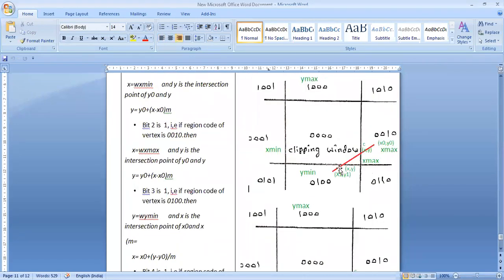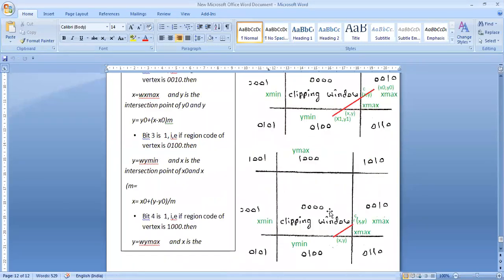Yes, see this diagram. This is the line which we were talking about, where this part and this part I need to clip, and I need to get the output like this. These extra regions I need to eliminate, and I need to get only this part. Fine, let us see how to do this.